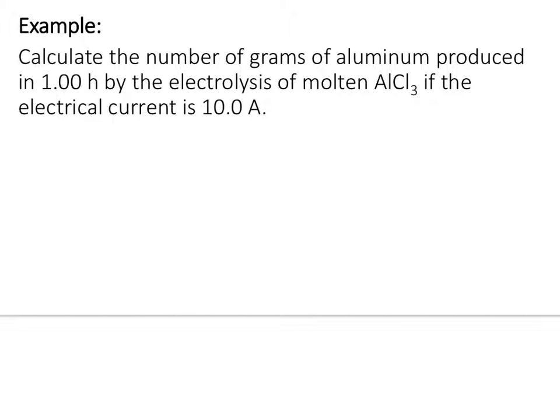Okay. Let's calculate the number of grams of aluminum produced in 1 hour by the electrolysis of molten aluminum chloride if the electrical current is 10 amperes. So, as usual, actually, no, I think on this one, I'm going to actually work you through this with you guys. I've actually even had issues in the past. Really doable. But first thing we want to do is get our coulombs. Now, coulombs will equal amperes times seconds.